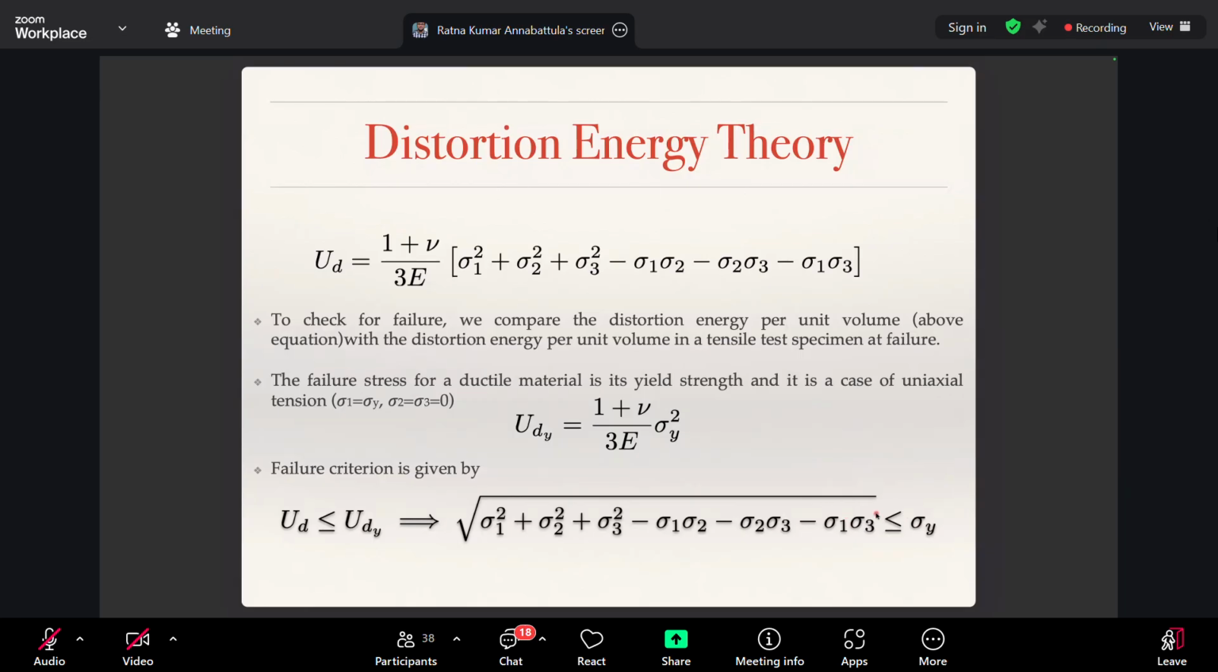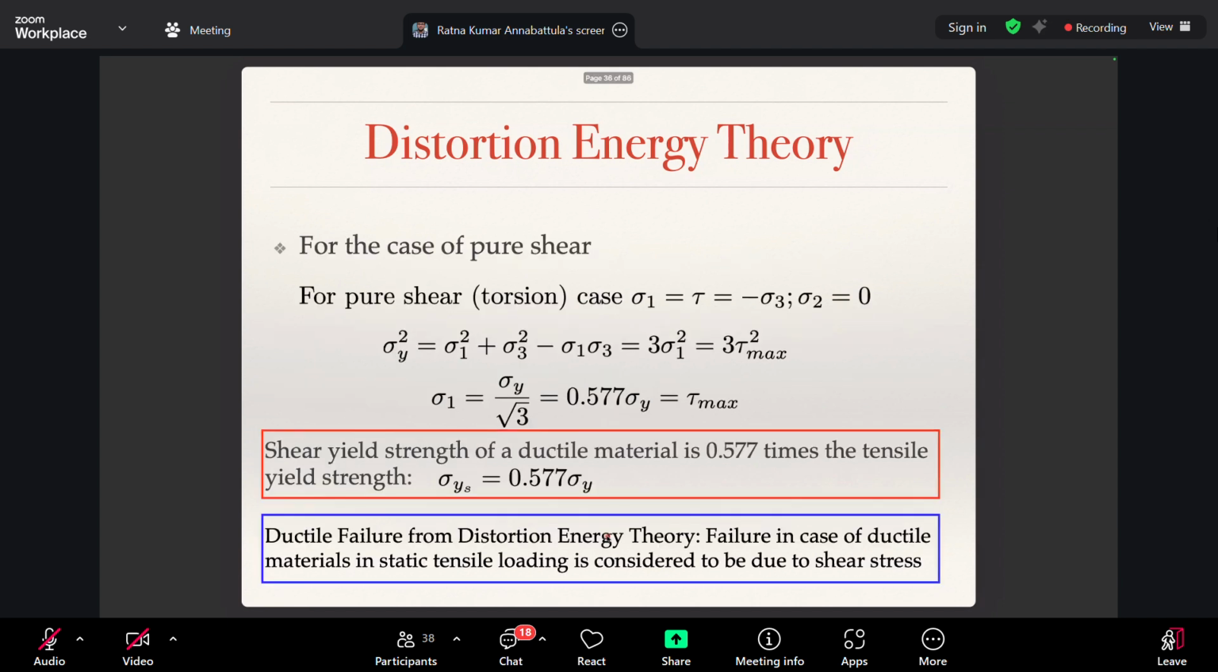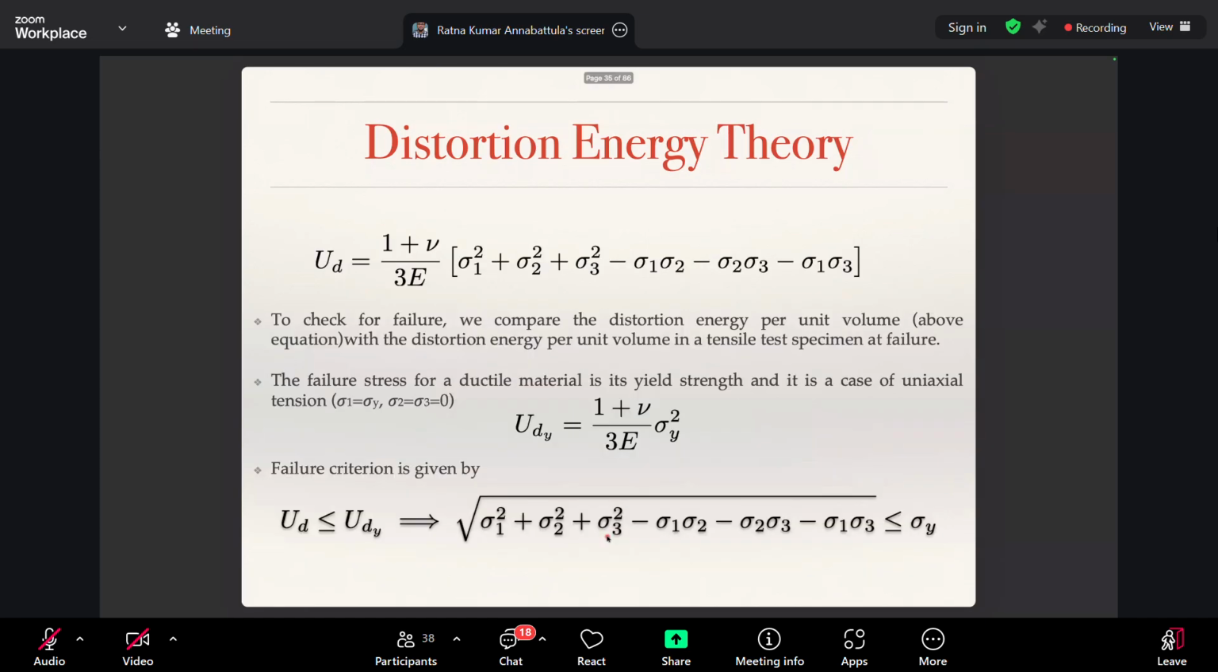But when this becomes equal to sigma y, that is when the material plastically deforms. And that is precisely the reason why, if some of you are doing finite element analysis in some finite element software, you always compute von Mises stress or equivalent stress. And if that stress is equal to sigma y, then you say that the material is plastically deforming. And that is coming from this distortion energy theory.